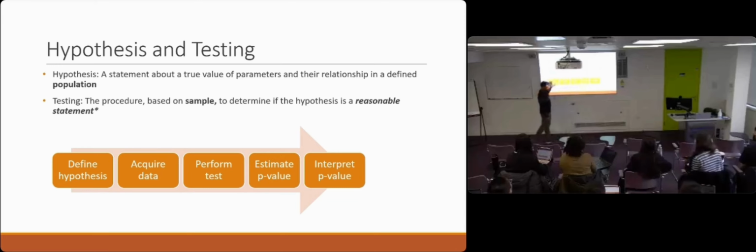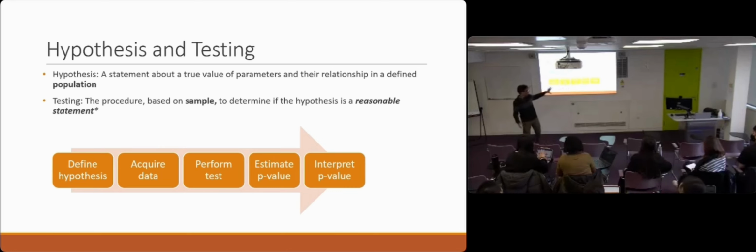We first define the hypothesis. That's the most important thing. In my previous course, this part was not there. I intentionally put it there: first you define the hypothesis, then you collect or acquire the data. You can collect it from other sources, or you conduct your own experiment. Then you perform the test, estimate the p-value, and interpret your p-value. That's it. Very simple, right?